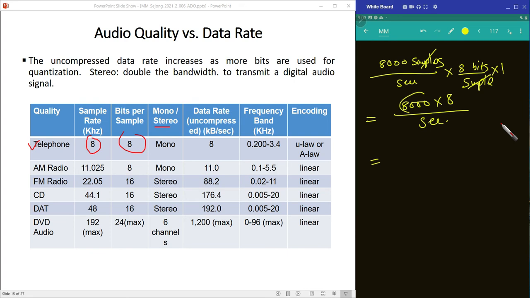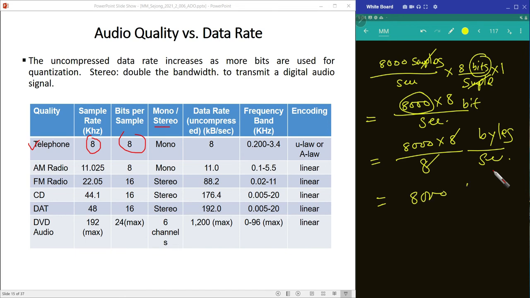Now this is already a simple number, not in kilohertz, so we can say 8 multiplied by 8. This is basically bits per second. Now how about if we divide this by 8, so that it becomes bytes per second? Ultimately this is 8,000 bytes per second, or in other words, you can say 8 kilobytes per second, right? 8 kilobytes per second.